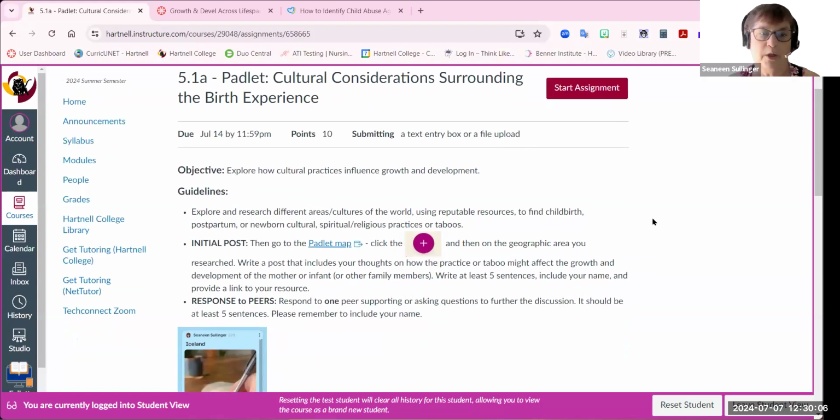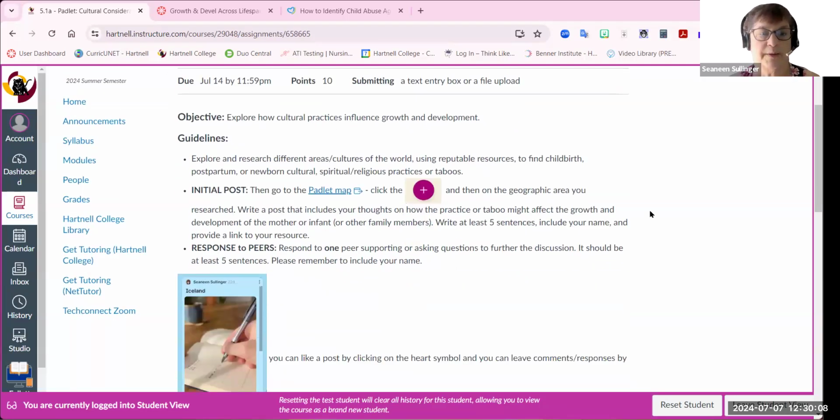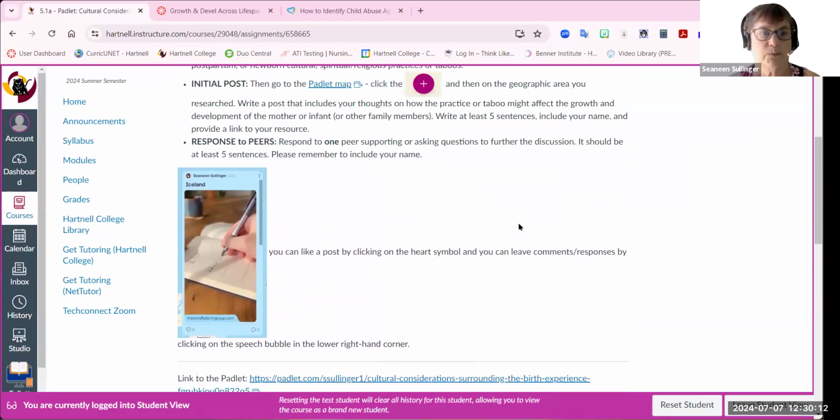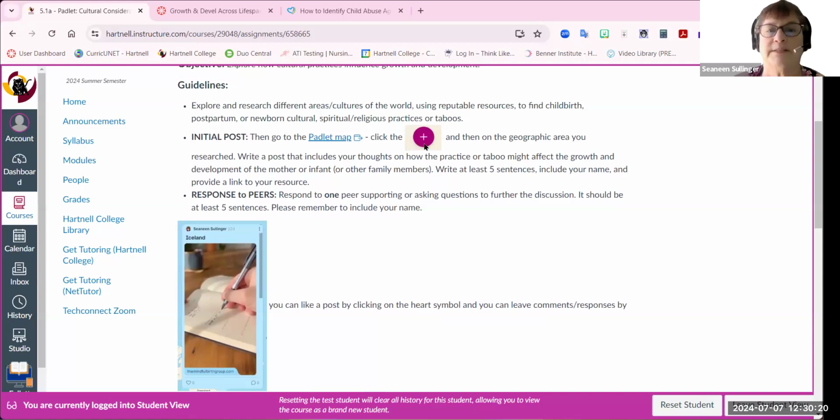So for your initial post, you're going to go to the Padlet map. I'm going to show you how to get there. There's a link there. This is what your initial post would look like. This is actually my practice one that I put up for you so you can see it. You click on the little plus sign to add yours. You are going to click on the geographic area on the map that you researched and write a post that talks about your thoughts on how the practice or the taboo might affect growth and development.